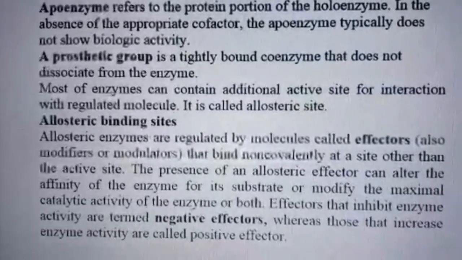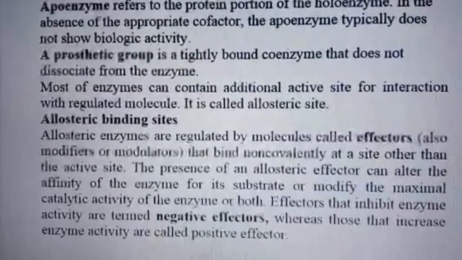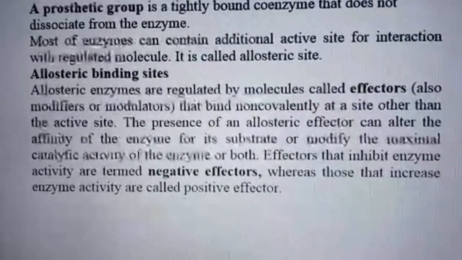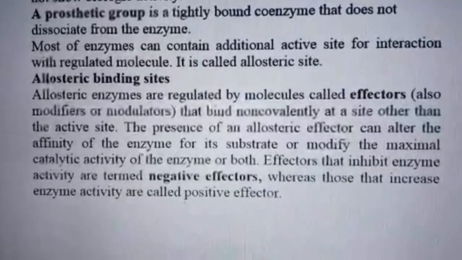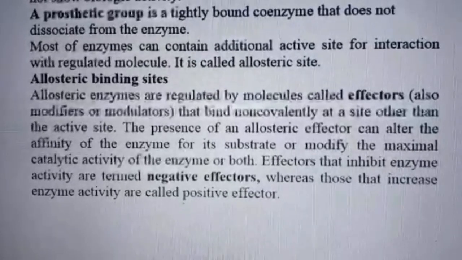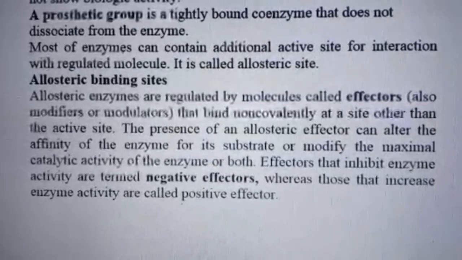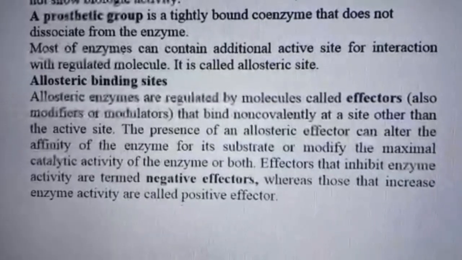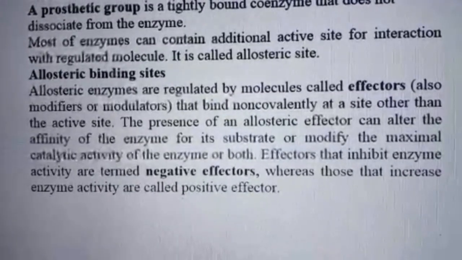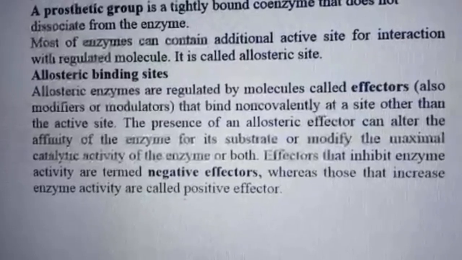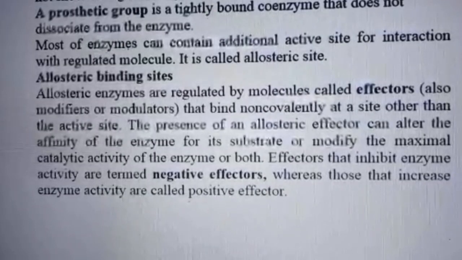Most enzymes contain additional sites for interaction with regulatory molecules, called the allosteric sites. Enzymes that contain the allosteric sites are regulated by effector molecules called modifiers or modulators, that are non-covalently bound to a site other than the active site, called the allosteric site. The presence of the allosteric site affects the affinity of the enzyme for its substrate, or it modifies the maximal catalytic activity of the enzyme.